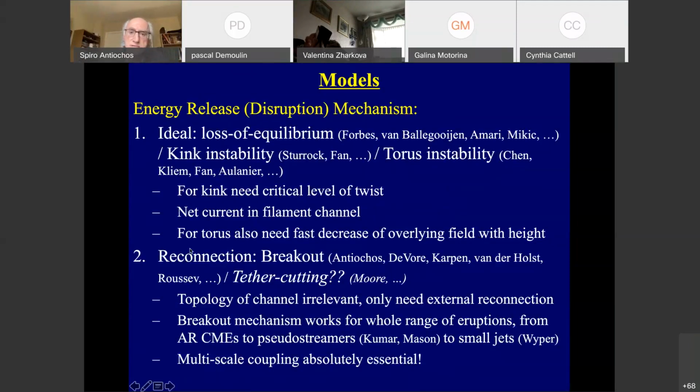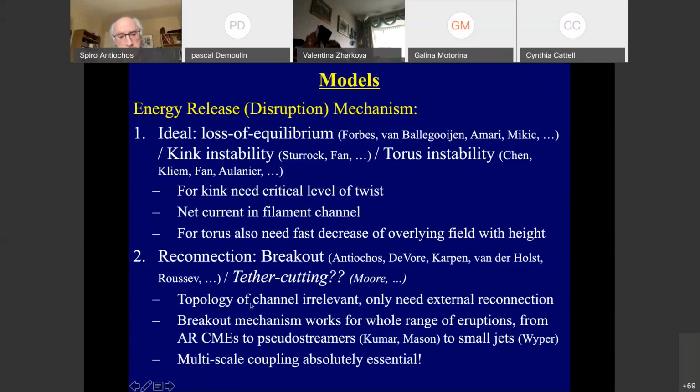The other class of models is reconnection. And here you have the breakout model, which I will discuss, one that we've been working on. The idea here is that you can use reconnection to remove the overlying field to break the cap. An alternative model is tether cutting, from Ron Moore. I'm not sure, though, what Ron's latest thinking on this is. Is it that tether cutting prepares the filament channel into a twisted flux rope state, so it can then undergo a torsion instability, or is it that tether cutting by itself can just lead to an explosive eruption? Since I see that Ron is here somewhere, we will ask him later.